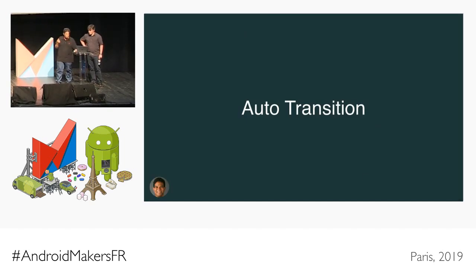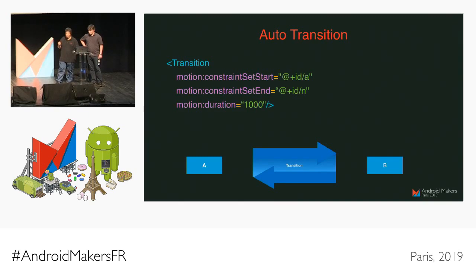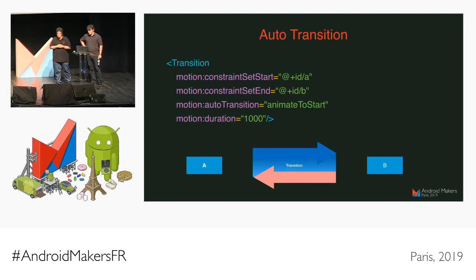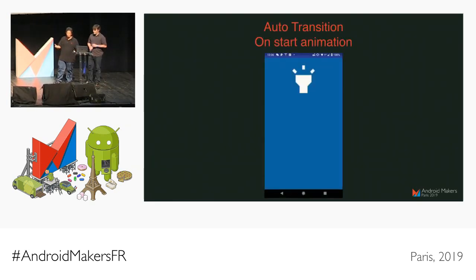Another simple one, just one tag, is auto transitions. So normally, when you create a transition, you'll have to drive it by hand. But with auto transition, you're kind of saying, now just automatically animate to the start or the end or whichever direction. So once it's in one of those states, it will automatically fire the transition to the other state. So what could you do with it? So for instance, if you wanted an on-start animation, you can have that fly in, and then it will interact with the screen.